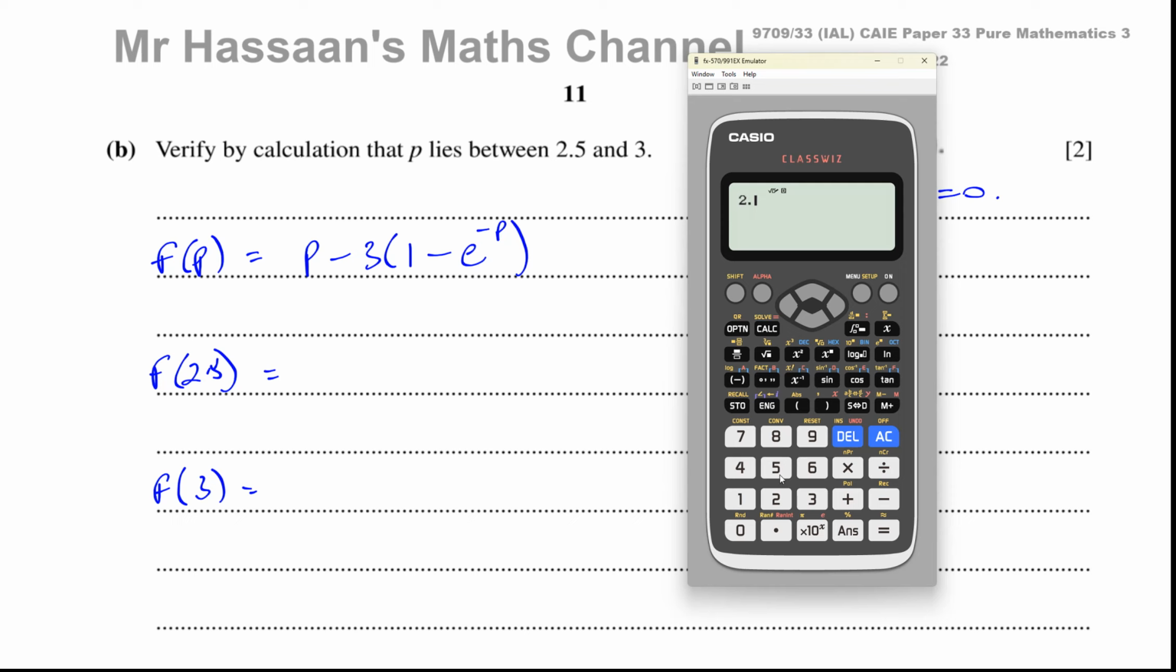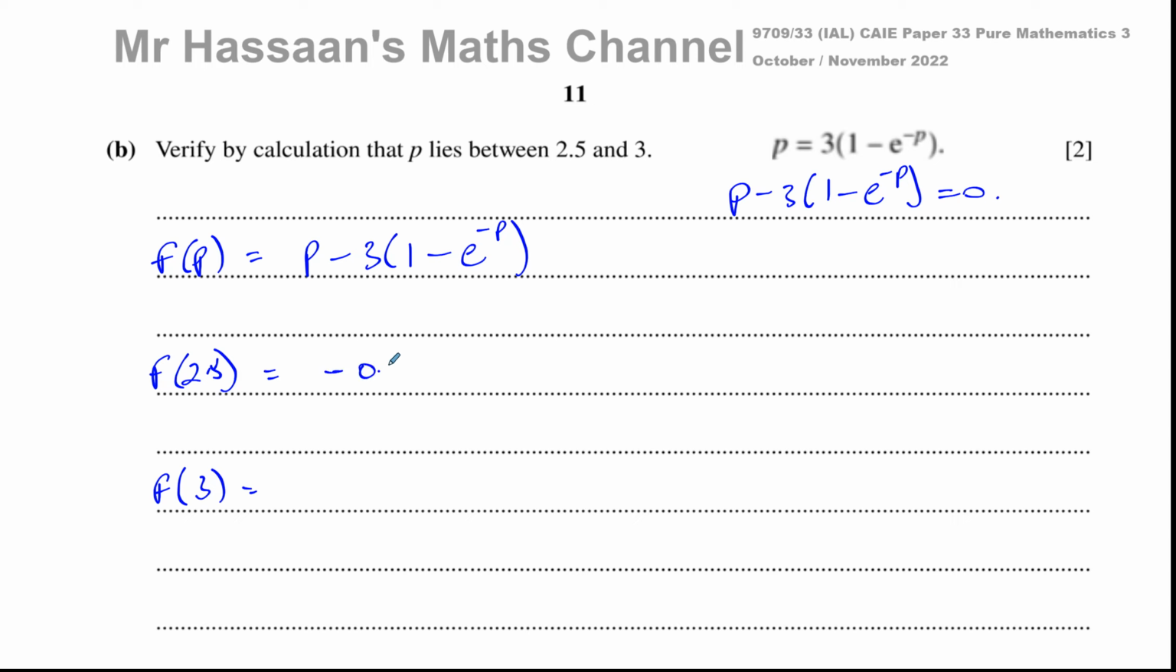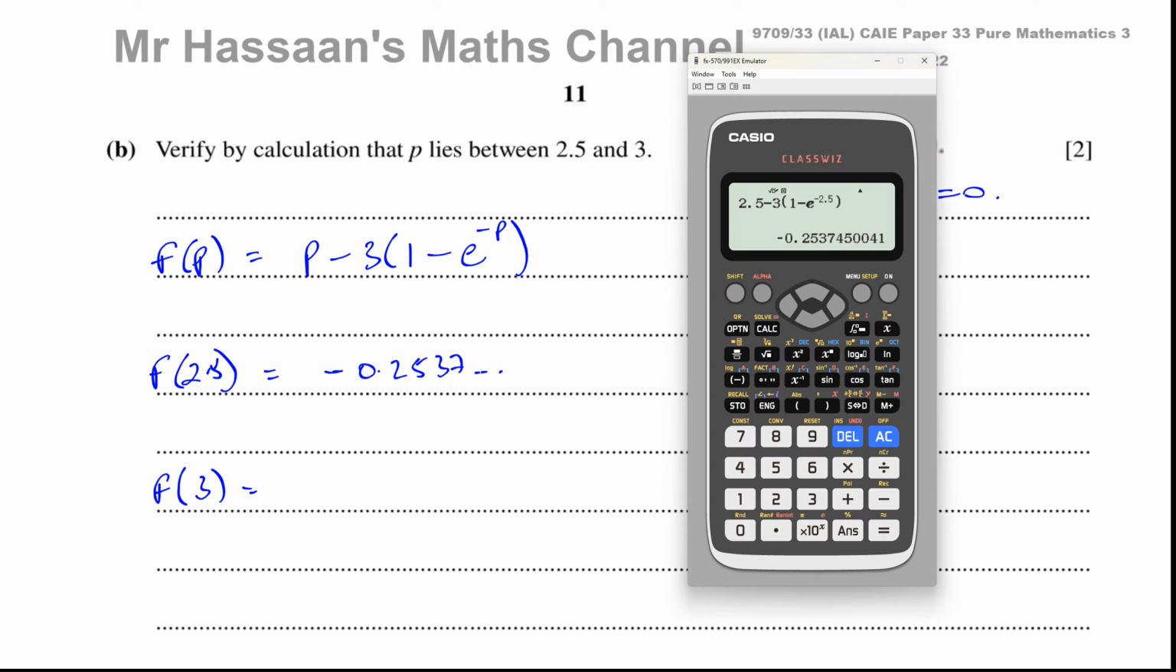So I have 2.5 minus 3 times 1 minus e to the power of minus 2.5. That gives us one answer, which is negative 0.2537. Continue on. And now we're going to do the same, but putting 3 inside this function.